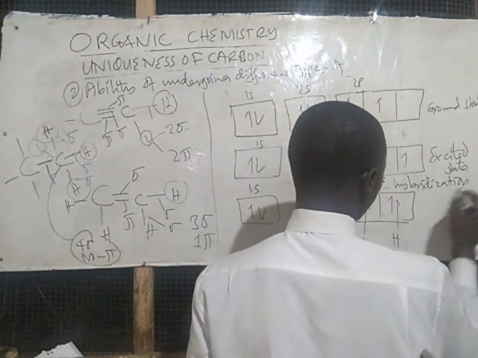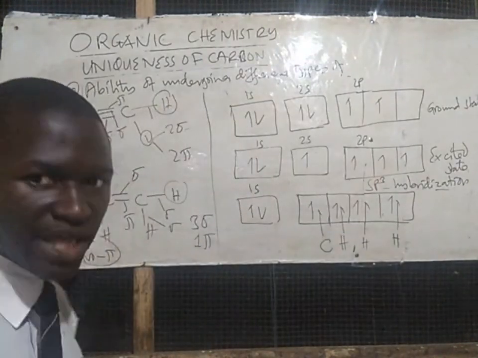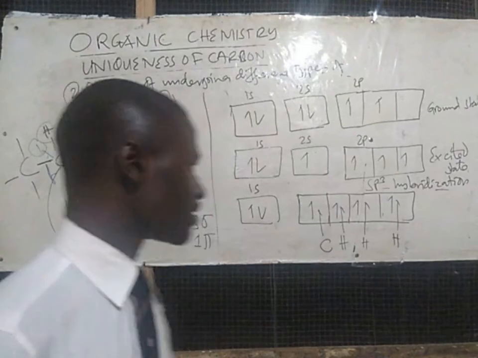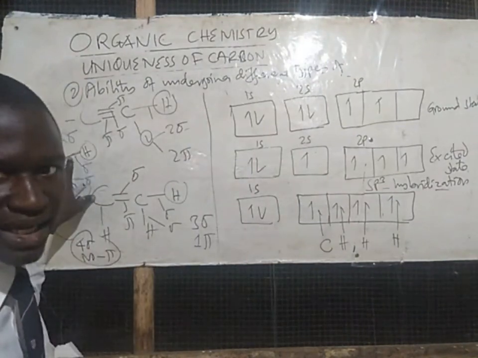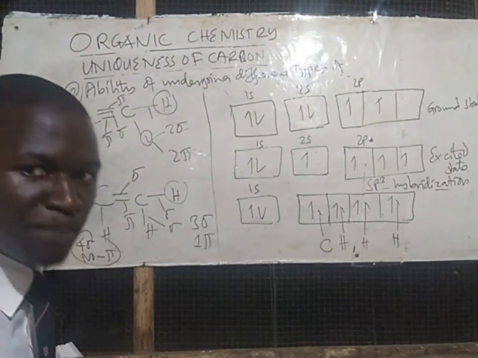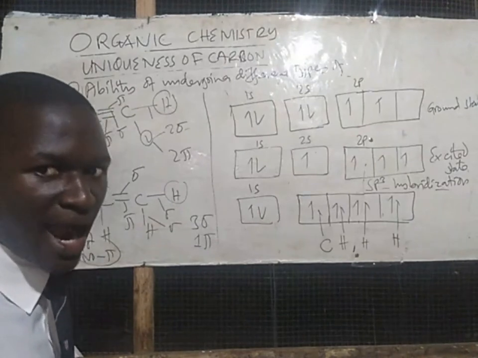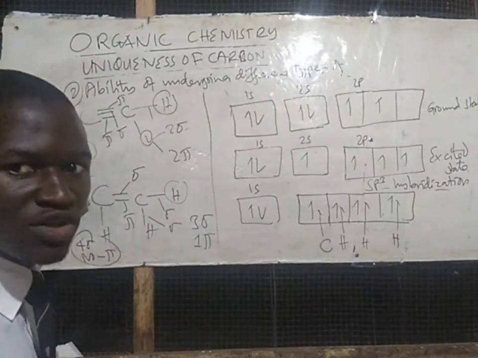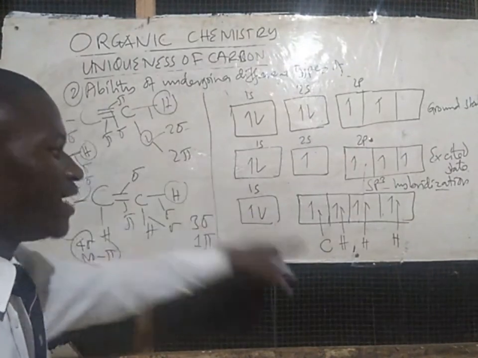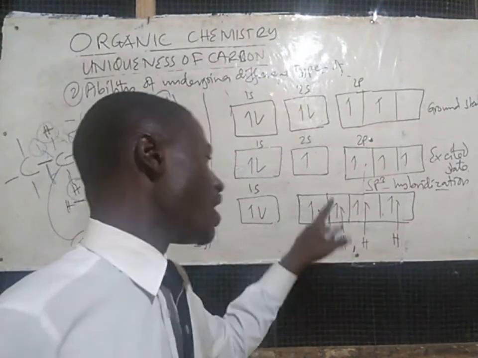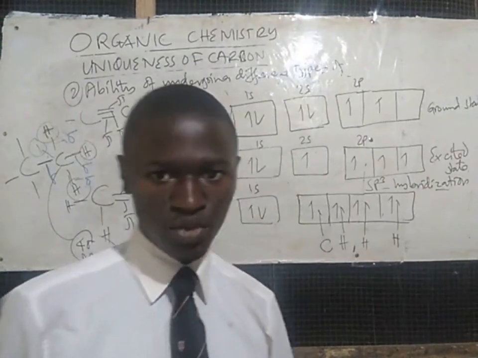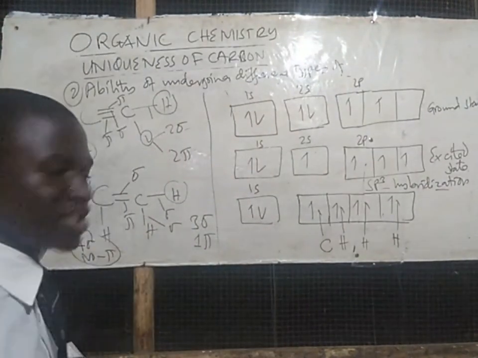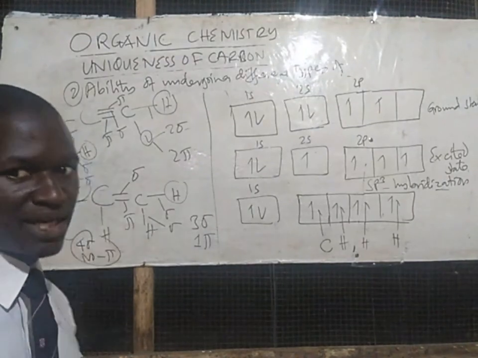Hybridization. Or sometimes you can say it is sp3 hybridized. This carbon in alkane is sp3 hybridized. We need 4 sigma bonds. 1 is the bond to another carbon, and 3 are bonds with hydrogen. I hope you have understood the hybridization state of carbon in this alkane.